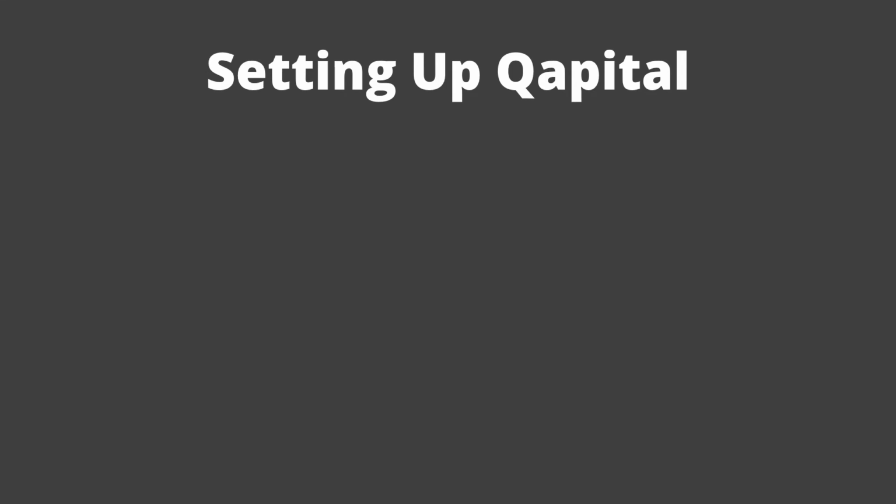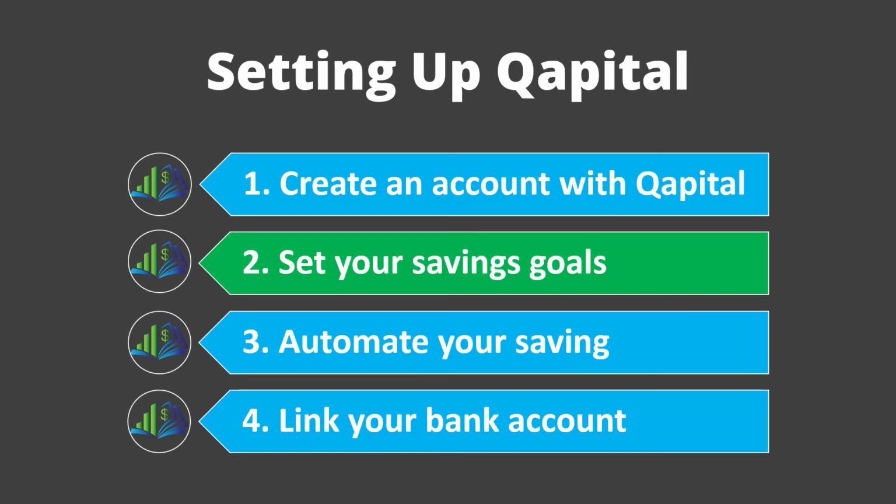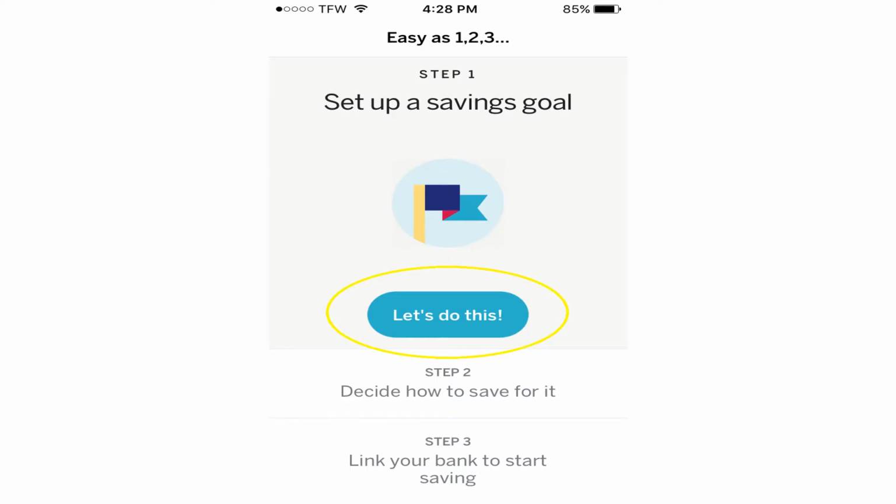So now that your Qapital account is created, we're going to set goals to motivate you and help you to save automatically without even thinking about it. So step 2 is to set your saving goals in the app. So back in the Qapital app, tap Let's Do This.